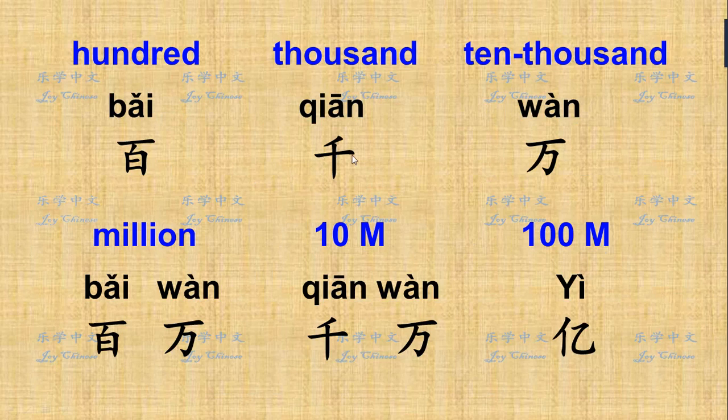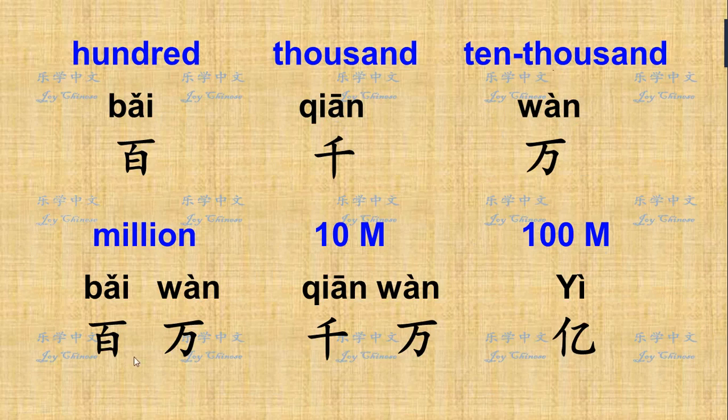1,000, 千. You see the writing is easy. It's 10 with one stroke on the top. 千. 10,000, 万. Different from the American style, where you use 1,000 as a basic part. You usually say 10,000, 100,000, right? But in Chinese, we actually use 10,000 as the base. Then we count up from 10,000.